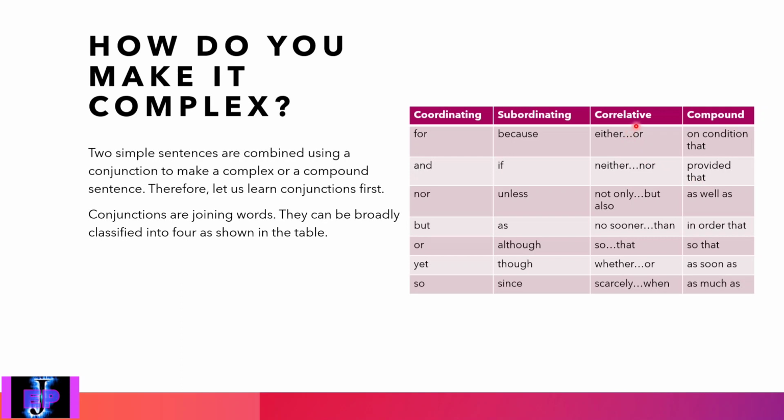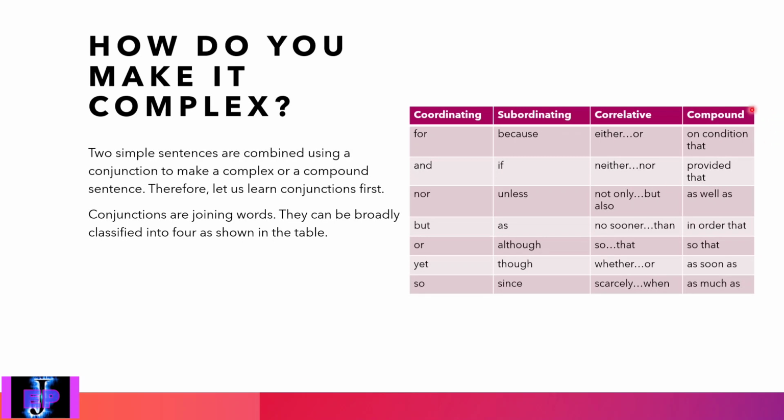So you can see here you have some correlative conjunctions which are used in pairs. That's why they are called correlative conjunctions. So they are either or, neither nor, not only but also, no sooner than, so that, whether or, scarcely when. So these are all some correlative conjunctions.